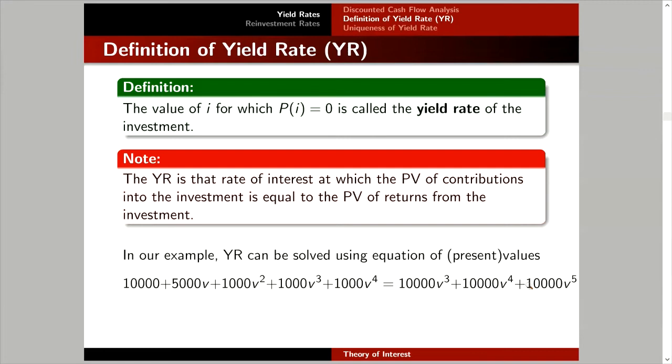Okay? And then if you make one side equal to 0, you're going to have this. This is exactly your P of I, the net present value, equated to 0. O, diba? If you go back to our definition of yield rate, P of I is equal to 0. The value of I here is what you call the yield rate. So, yung I na nandito, sa mga V dito, yun ang tinatawag na yield rate. Okay?